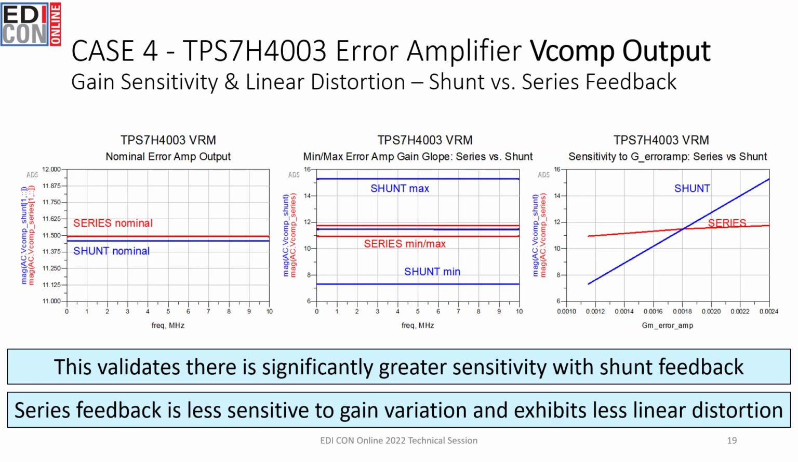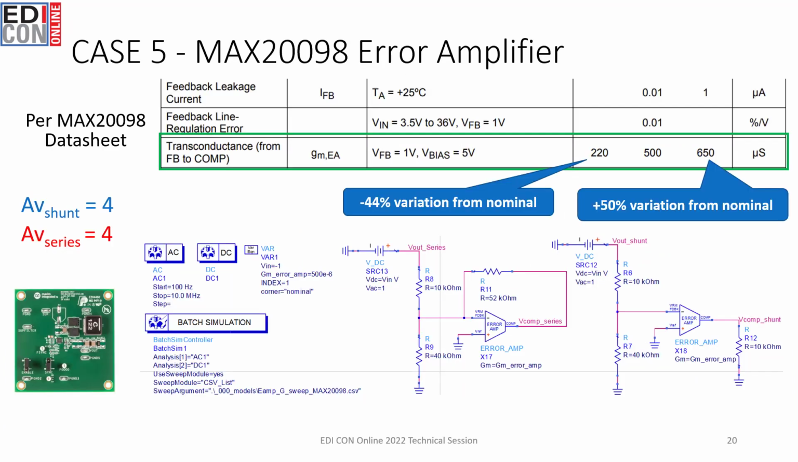Here we go. As shown here, the results for the space grade part do not change at all from what we showed previously in the earlier examples. In fact, we still see less linear distortion and better gain desensitivity by using the series feedback compensation network. Now let's move on to the last test case, case 5.